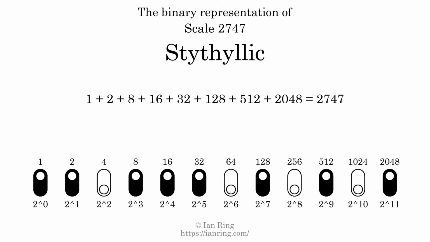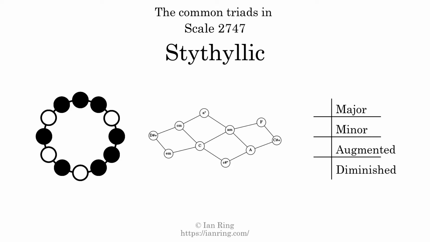2747. The scale number not only enumerates the scale with a unique index, but it also literally describes the tonal content of the scale. Represented as a binary number in base 2, the scale number is 101010111011. Here are the common triads present in this scale.